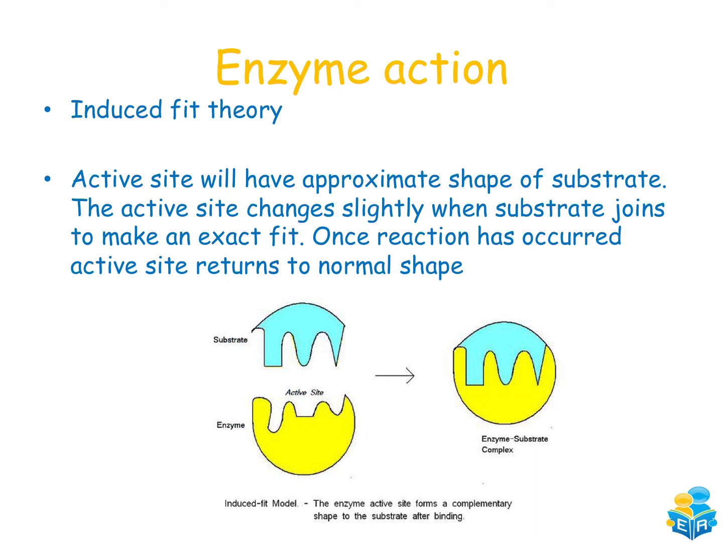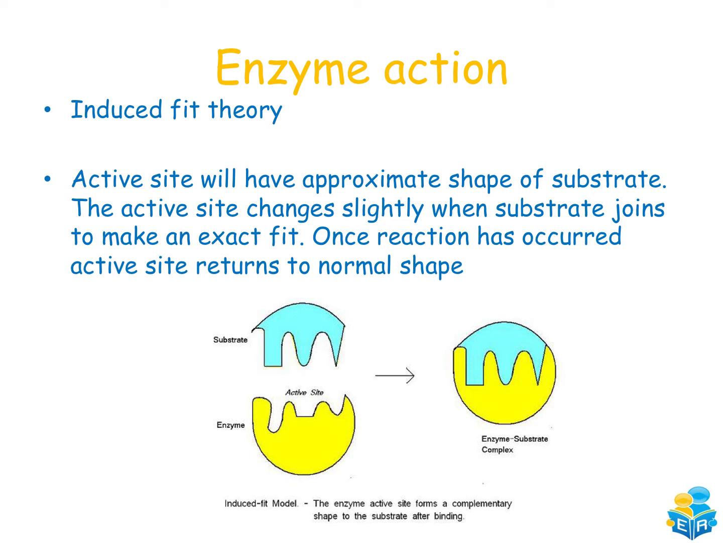Now we've seen this already, but we're just going to talk through it with text beside the diagram here. So the idea of enzyme action, or the induced fit theory. The active site is going to have an approximate shape of the substrate. It most likely isn't going to be 100% exact, and it doesn't have to be 100% exact because the active site can slightly adjust or change its shape. So the active site is going to change slightly when the substrate joins to make an exact fit.